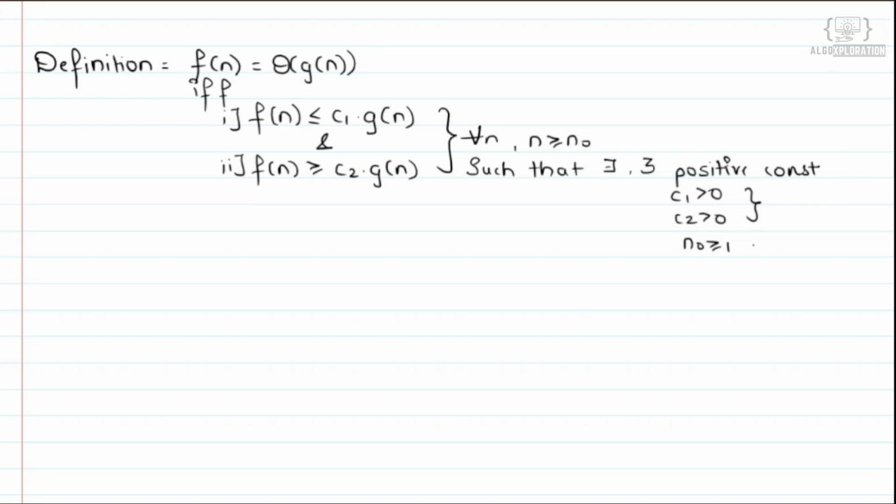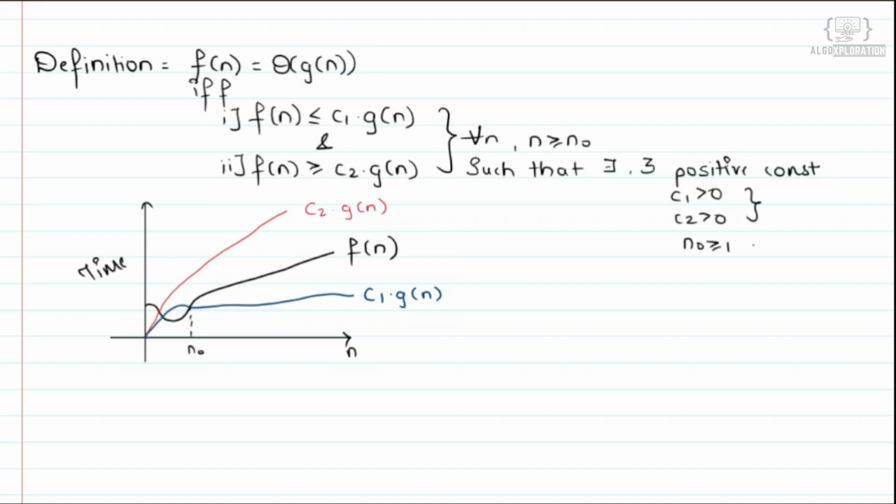This is what the graph looks like. We can see that f of n is bounded by two functions, c2 into g of n and c1 into g of n. When both the functions c2 into g of n and c1 into g of n are approximately the same, then we can say that f of n is equal to theta of g of n.